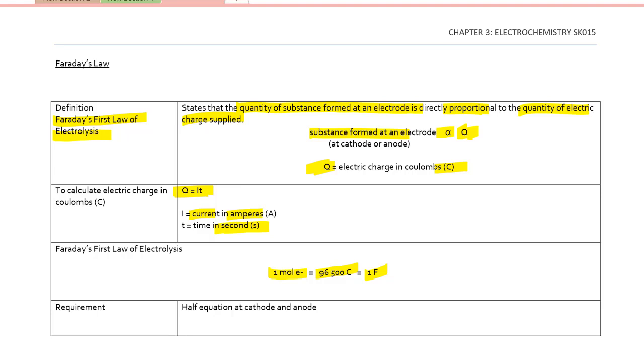Okay, so for Faraday, the requirement is the half equation, whether it's at the cathode or anode. For Nernst, you need the overall equation for the expression of Q. But for Faraday, I would like to know the half equation at the cathode or anode.